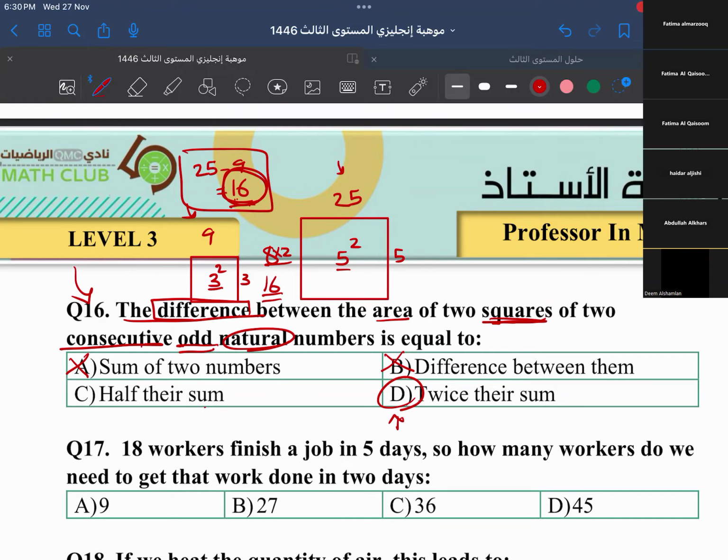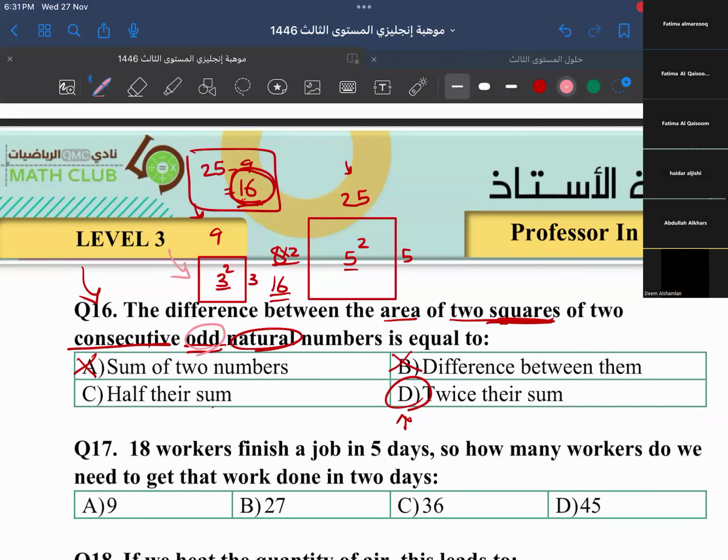So the two squares here, I found the first one, which is this one, with an odd number, which is 3. And the second one should be consecutive to it, means that it's following the number 3, and it should be odd. So the next odd number after 3 is 5. So now that I have the squares, they're asking about the area of these squares. So I found the area of the squares. Here it is 9, and here it is 25.